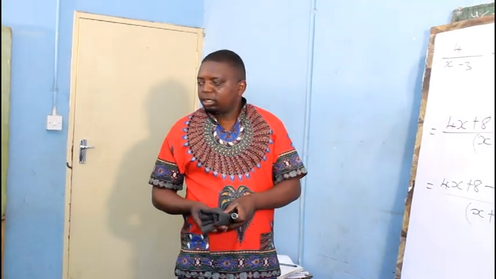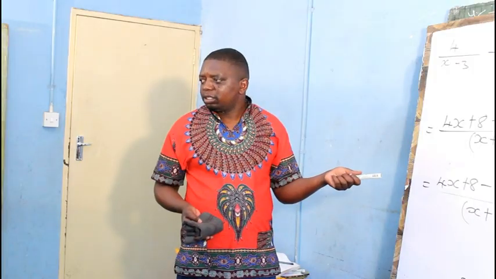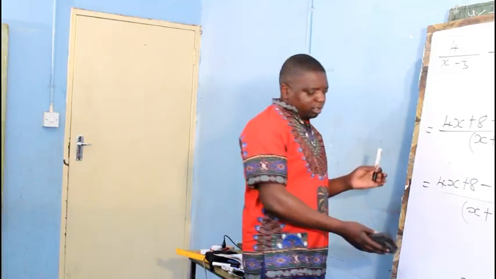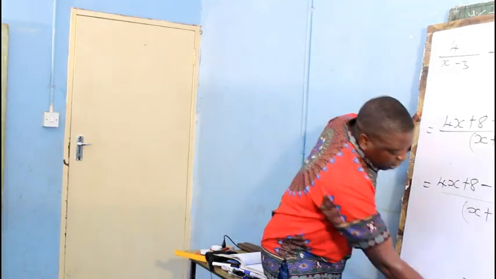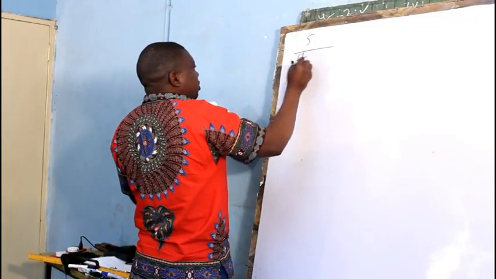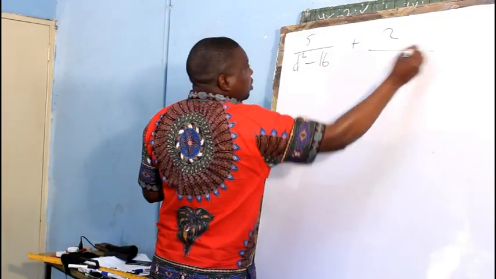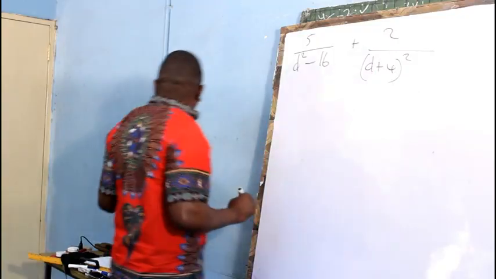Right. Any question? Next question: 5 over d squared minus 16 plus 2 over d plus 4 in the bracket squared.